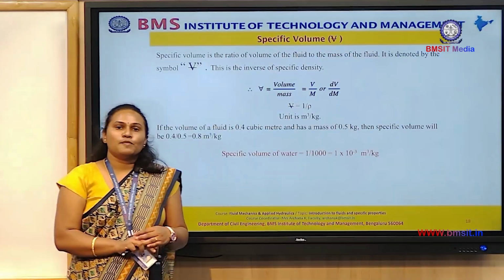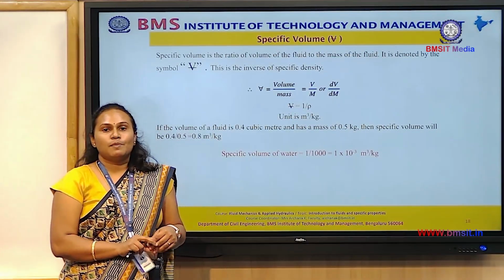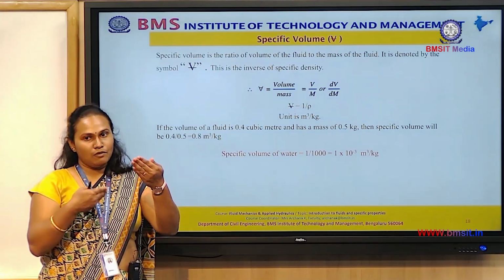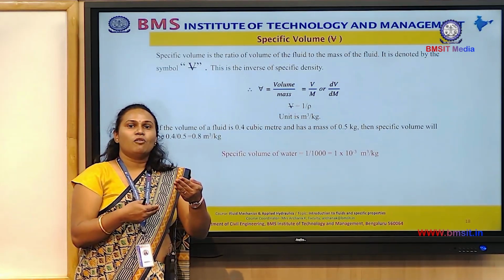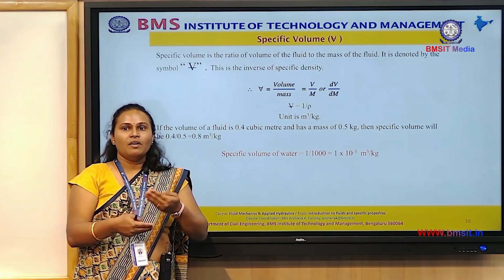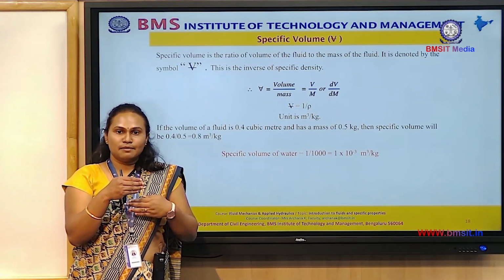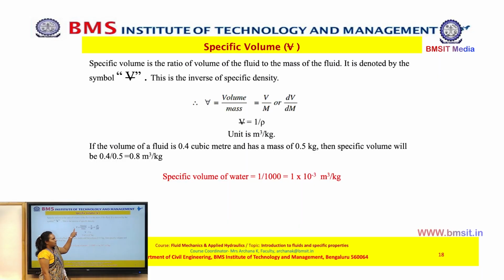Specific volume is the reverse of specific density. As you can recall, specific density is the ratio of mass by volume. In this case, specific volume is defined as the ratio of the volume of the fluid divided by its mass. So this symbol, the striped V, is given as the ratio of volume by mass. Volume of the given fluid divided by its mass, which is the inverse of your specific density. That's why we can write it as the specific volume is equal to 1 by rho. And the unit will be meter cube per kg.